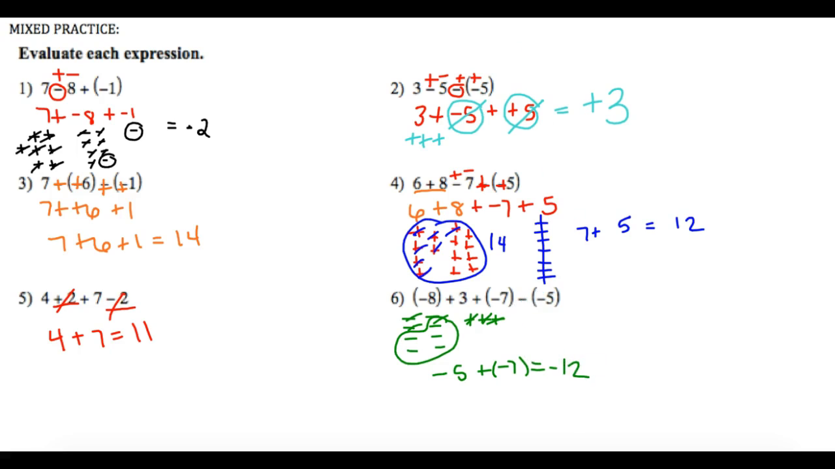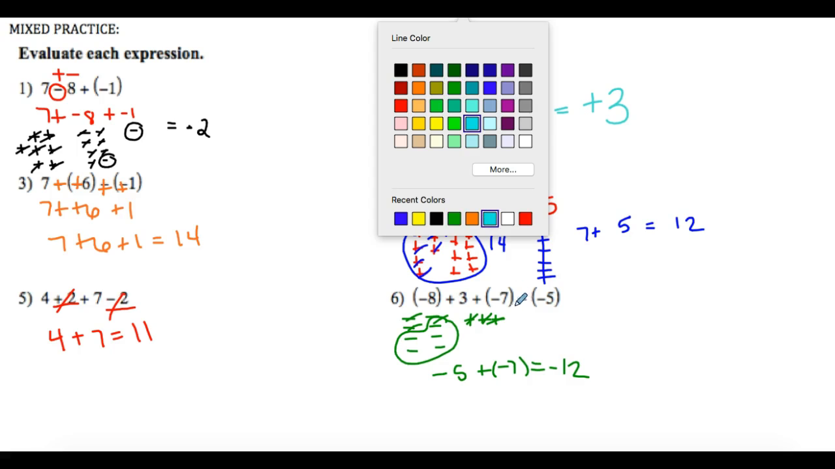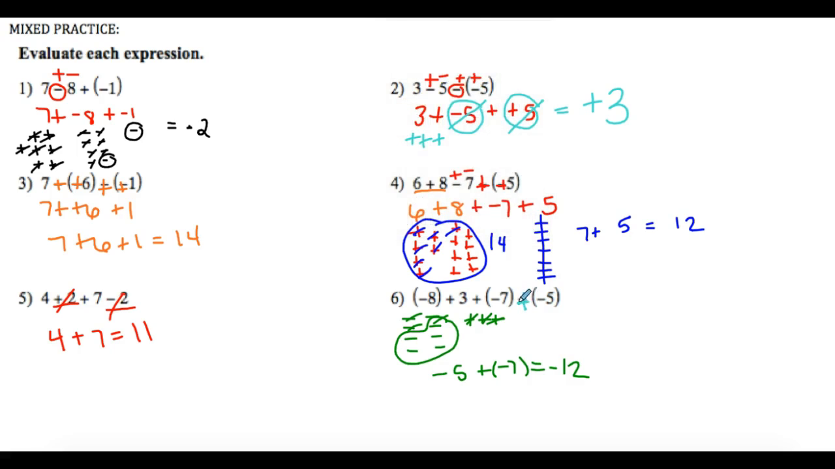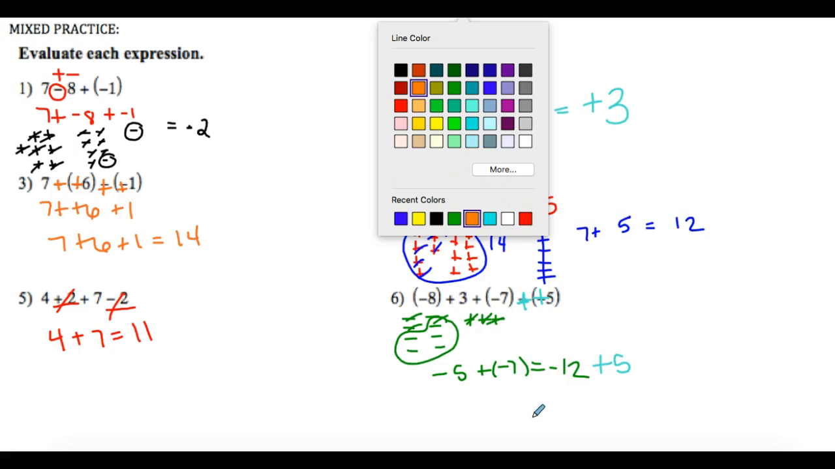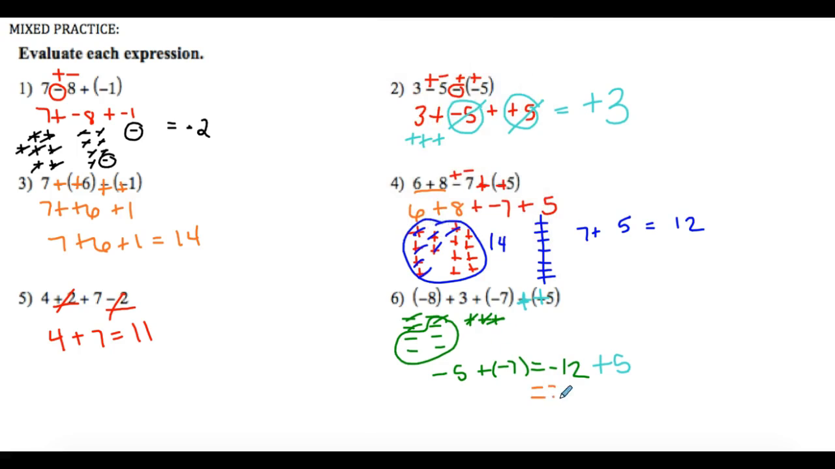From there, when I look at this last bit right over here, I notice that I need to change this subtraction to addition, which means this sign changes as well. So I'm going to add 5. Okay, so if I have 12 negatives, 1, 2, 3, 4, 5, 6, 7, 8, 9, 10, 11, 12, and 5 positives, and I start canceling them out, hopefully you see that we have 7 negatives left in all.